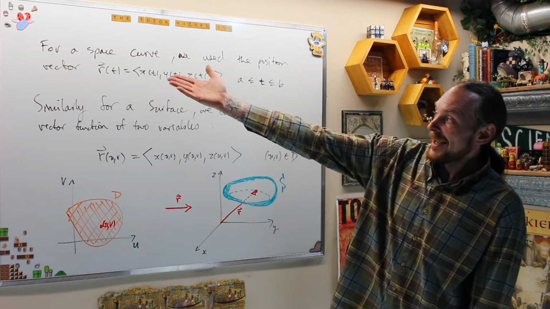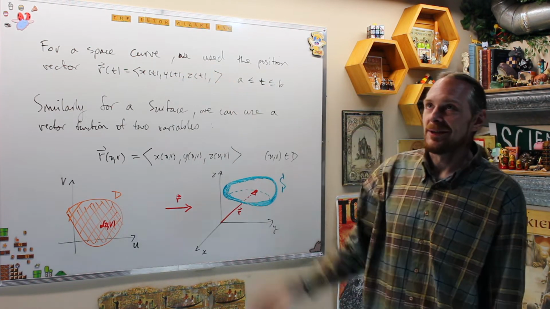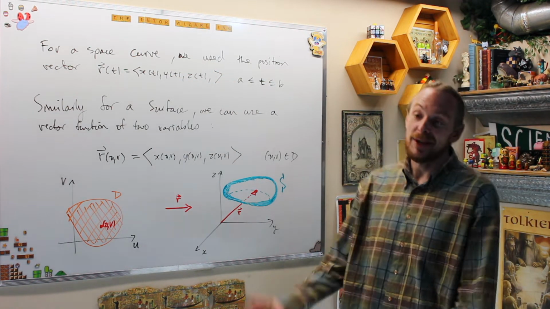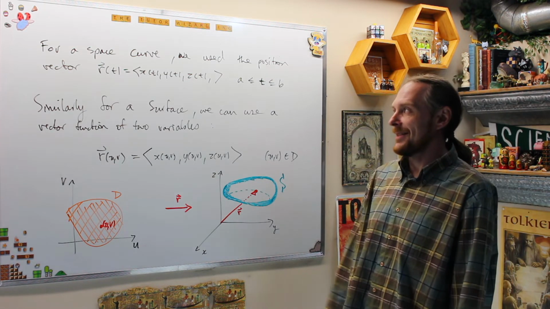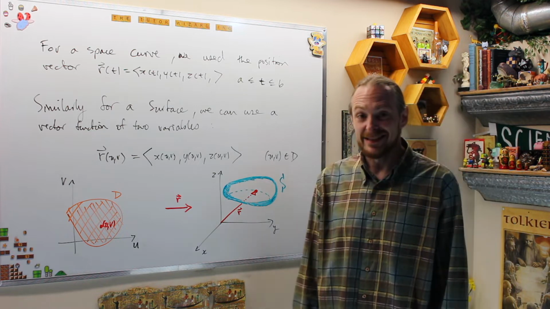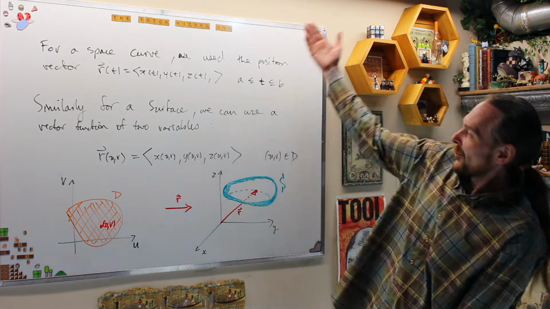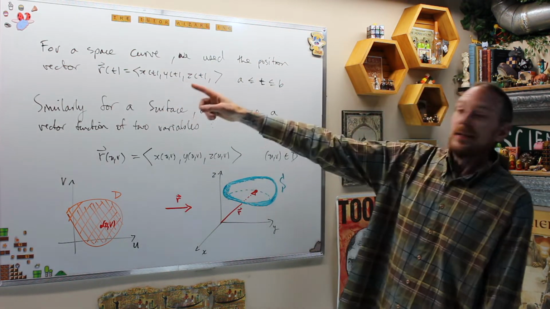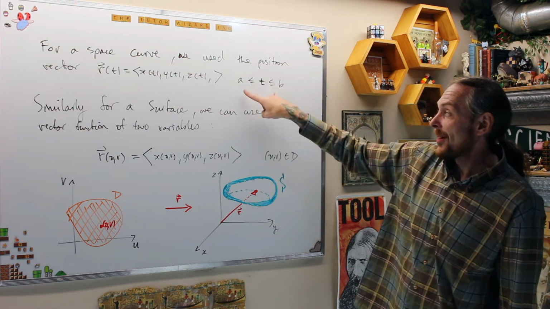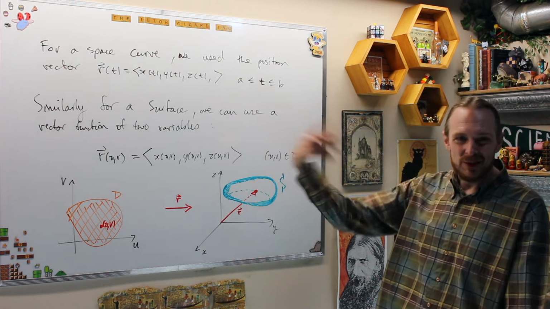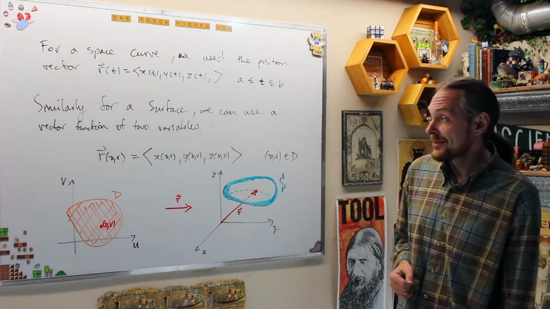So if we have a space curve, I don't really like that terminology. I would rephrase it as we have a curve in 3-dimensional space, or a space curve. This is space physics, space math. This is rocket science. We have a space curve and we use the position vector r of t, viewing the coordinates as functions of a parameter t, and then the parameter ranges from a to b. We're going to use the exact same idea to parameterize a surface.